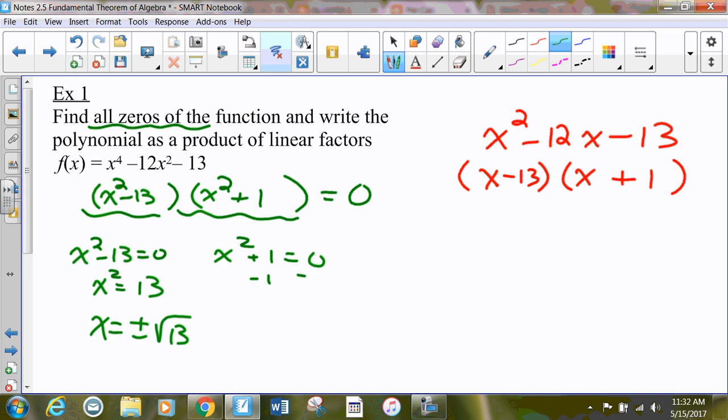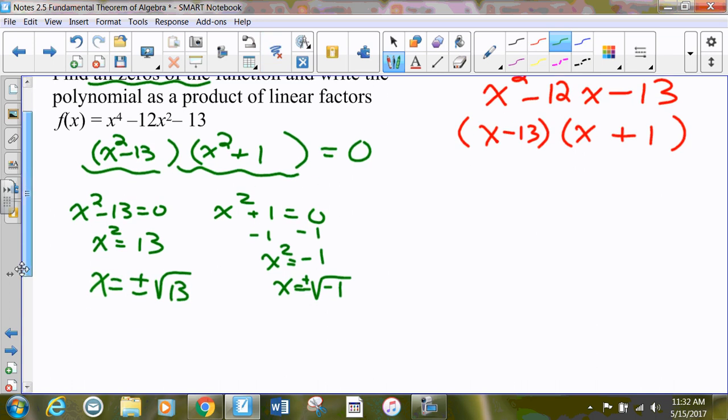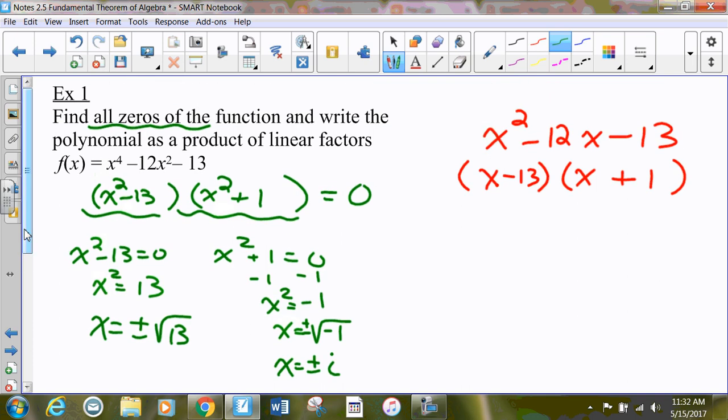Over here, when we subtract 1 from both sides, we're going to get what? The square root, plus or minus the square root of negative 1. What's the square root of negative 1? I, right? So plus or minus i. All right, so we found our zeros, but then it asks us to use these zeros and write the polynomial as a product of linear factors. Okay, so we need to do that.